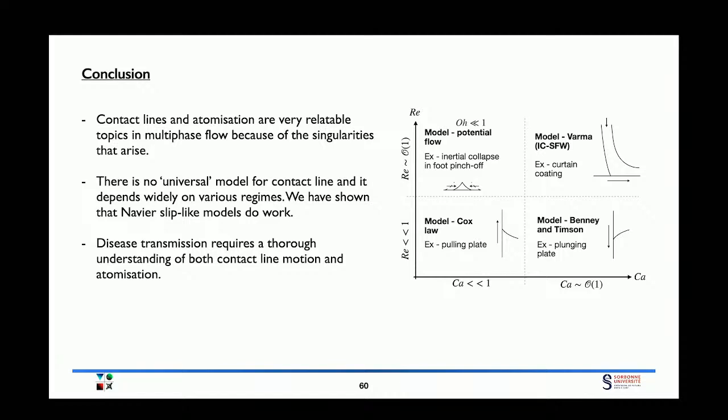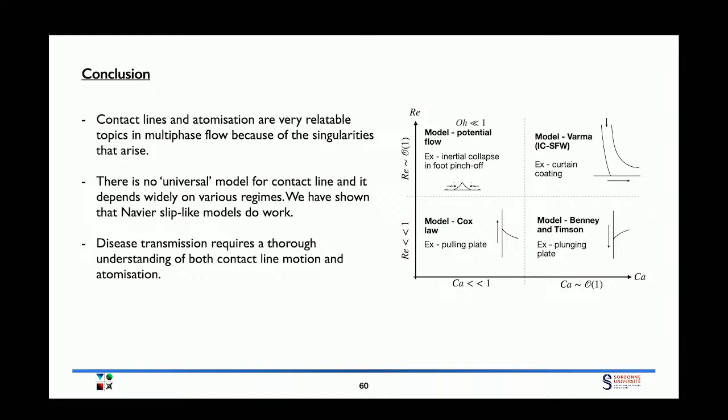So finally, to conclude, contact lines and atomization are very relatable topics because of the singularities: the contact line singularity and the pinch-offs happening in atomization. Now for the contact line, what we saw is that in this curtain coating setup, there is no universal model to describe all of these types of things.